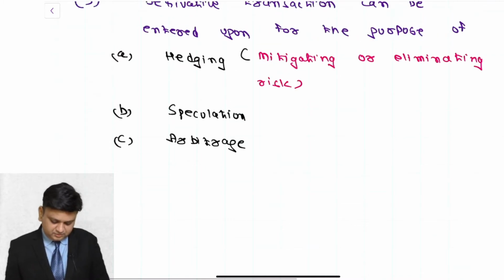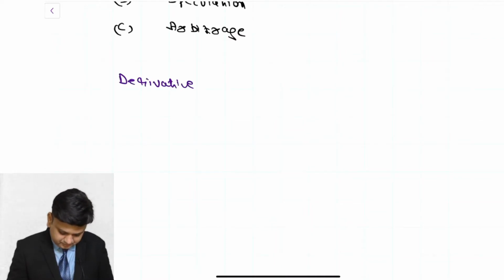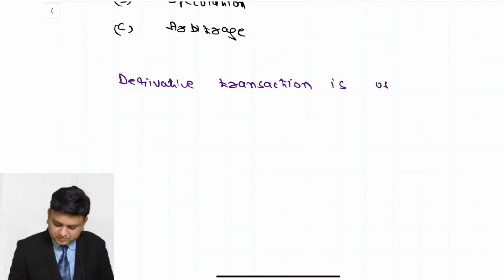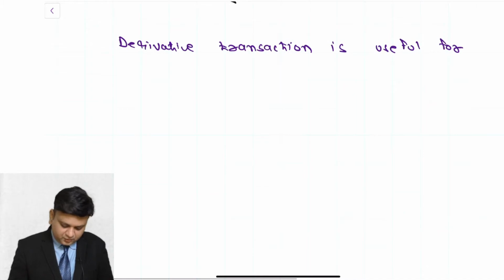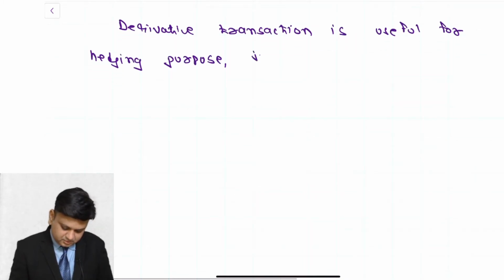With paragraph write down, derivative transaction is useful for hedging purpose, in a number of situations.